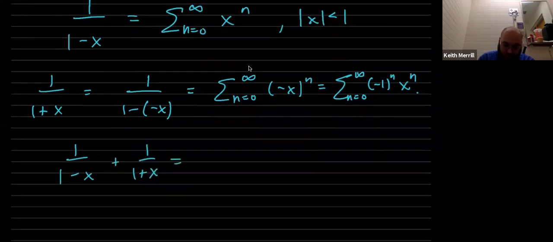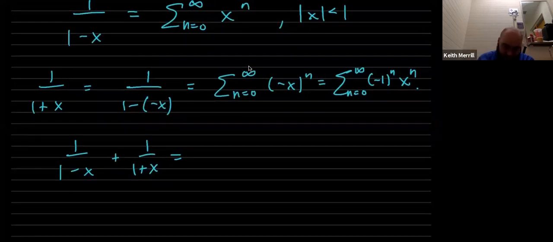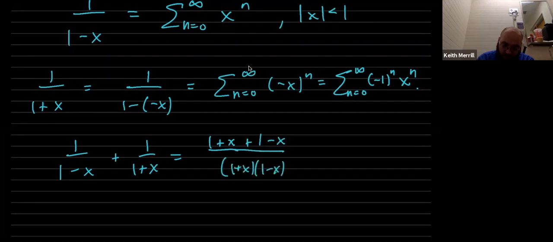On the one hand, what is that sum? Well, let's see. It would be 1 plus x plus 1 minus x, all over 1 plus x times 1 minus x. So here all I've done is cross multiply and put everything over a common denominator. And this simplifies, of course. So this is simply what? 2 over 1 minus x squared.